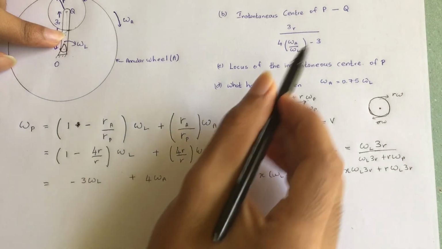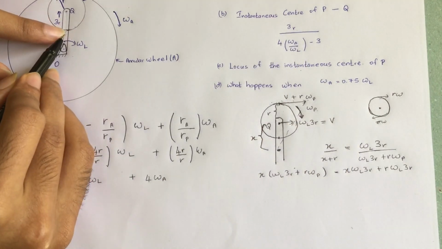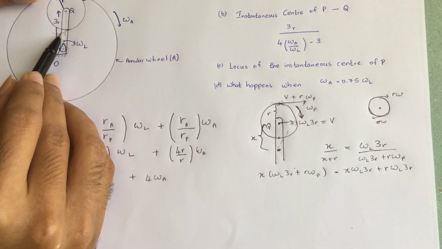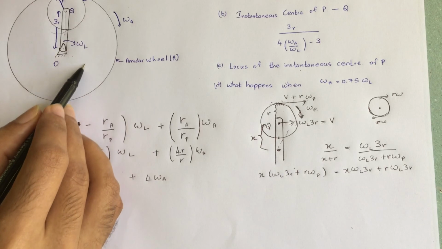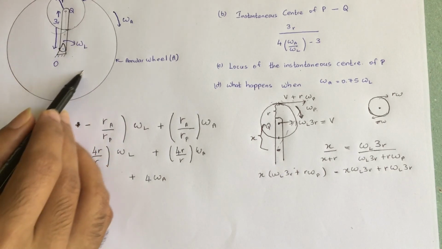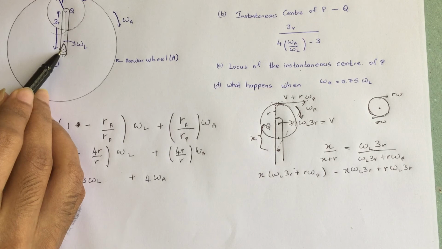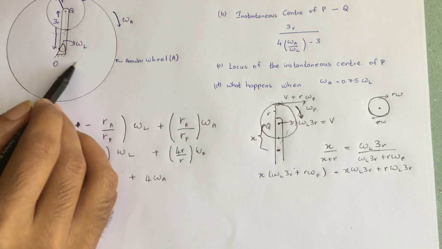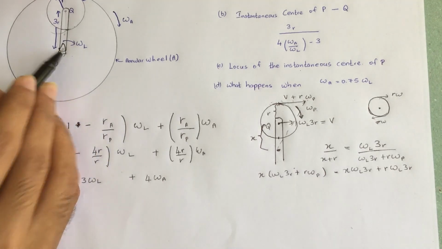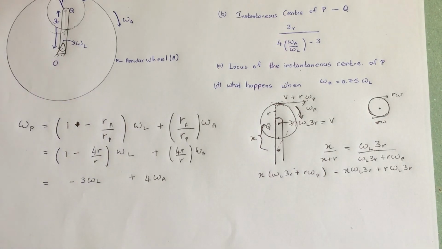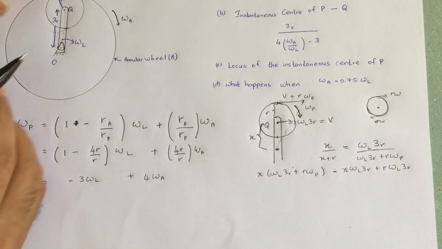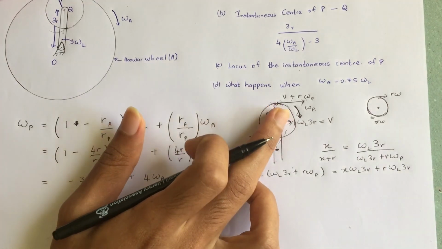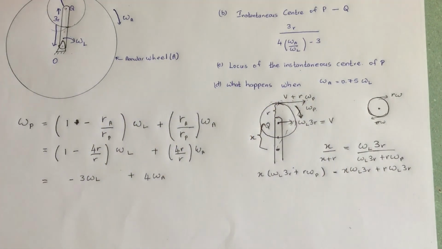So we can directly tell it's not going to change, which simply means if this planet wheel is rotating over this side, this instantaneous center is also having a circular path, and the center of that circular path would be this O. So the locus of the instantaneous center of P would be a circle. The center of that circle would be O. The next question they are asking is what happens when omega A is equal to 0.75 omega L.